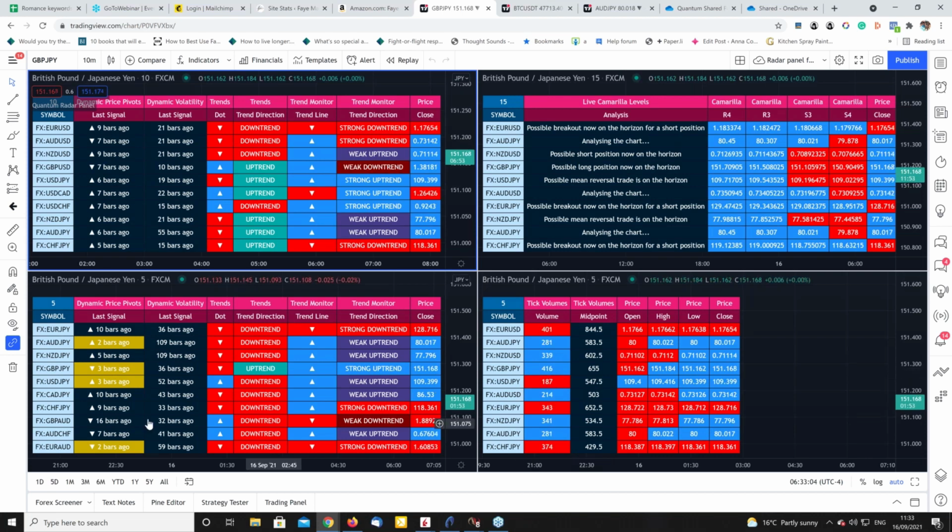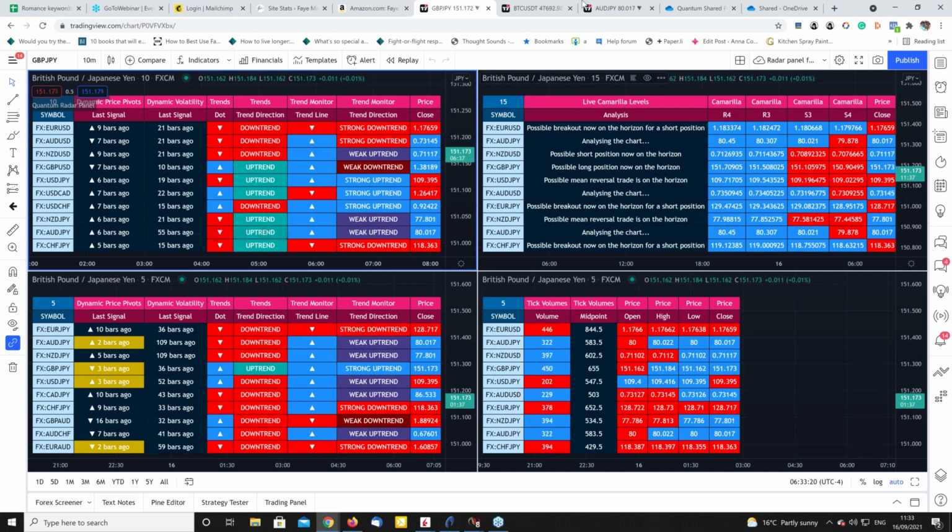And you get all these signals coming up as you would expect on pivots, when it was. Same with volatility, it'll tell you how many bars ago it was. That's pivots, that's volatility. And then of course you've got the trend dots and the trend monitor here as well, just giving you all this information. So that's the one we developed for TradingView.